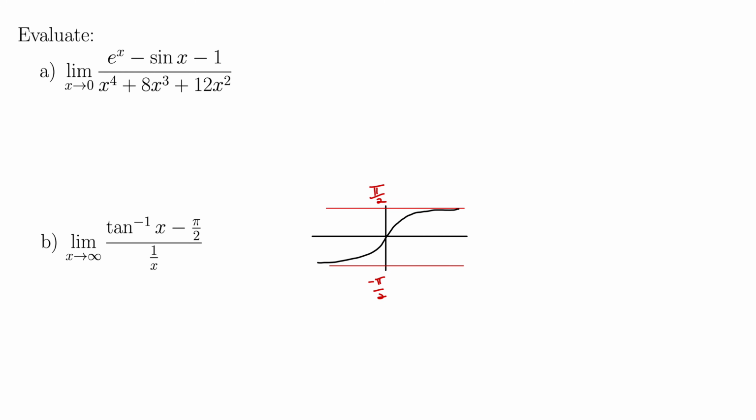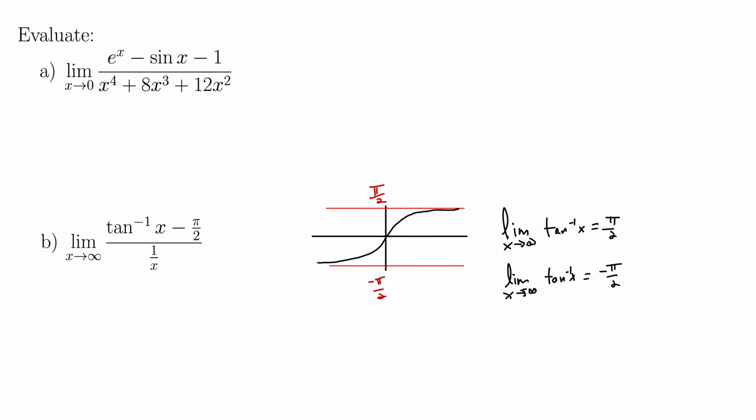Alright, remembering this graph of arctan of x tells you a lot, because we can see from this that the limit as x approaches infinity of arctan of x is what? Well, it's pi over 2. And similarly, the limit as x goes to negative infinity of arctan of x is negative pi over 2. So use that, see if you can get part B as well as part A.